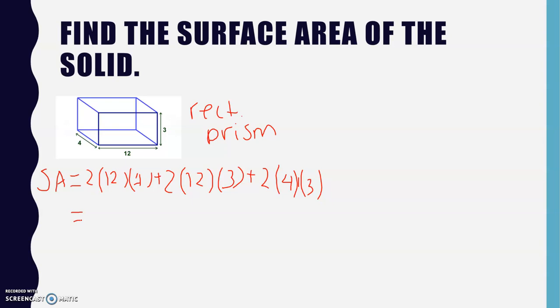So to get 2 times 12 times 4, you do get 96. And then 2 times 12 times 3, we get 72. And then 2 times 4 times 3, we get 24. And then when we add all of those together, our total surface area for this rectangular prism is 192. Or I'm sorry, not centimeters. There's no unit there. So that should be units squared.